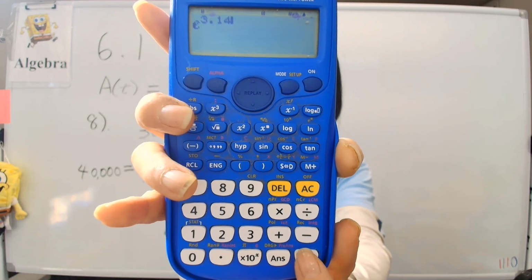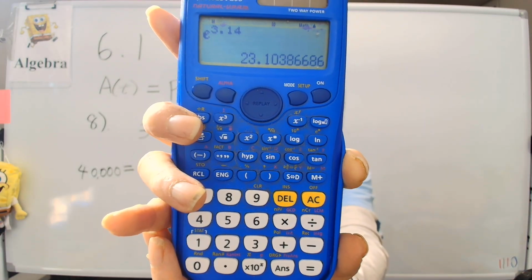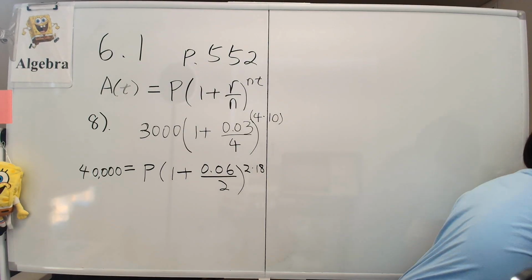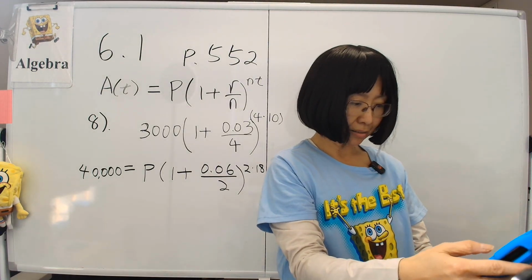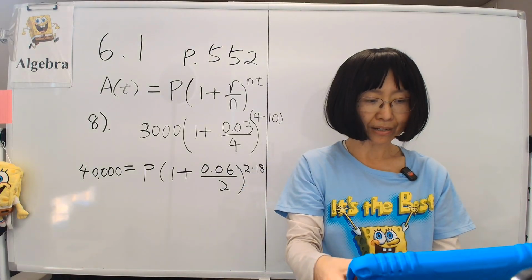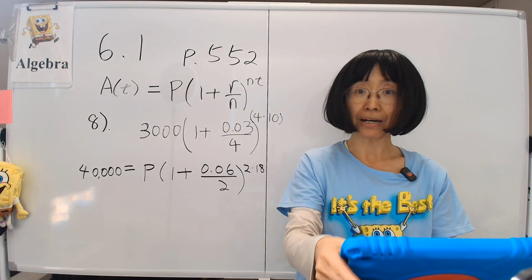Fine. And so anyway, that gives us some value, and that is how you punch in E on the calculator. Next we look at the bottom of the page.